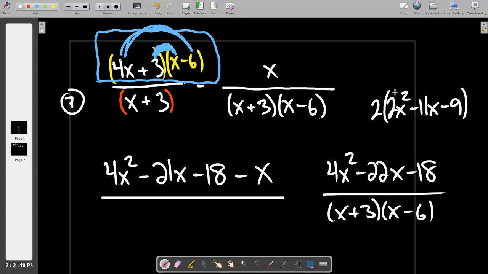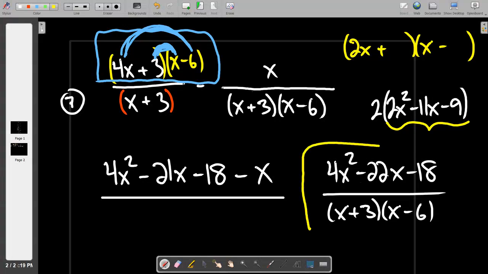Then I'm going to ask myself, can I factor this? Let me underline it in yellow for you. Let's see. It would have to be a 2x and a 1x, and there'd have to be one plus and one minus, and the numbers would have to multiply to make 9 and add to make negative 11. Because there's one plus and one minus, I don't see this happening. If you can't factor this, the takeaway is that this is the final answer.